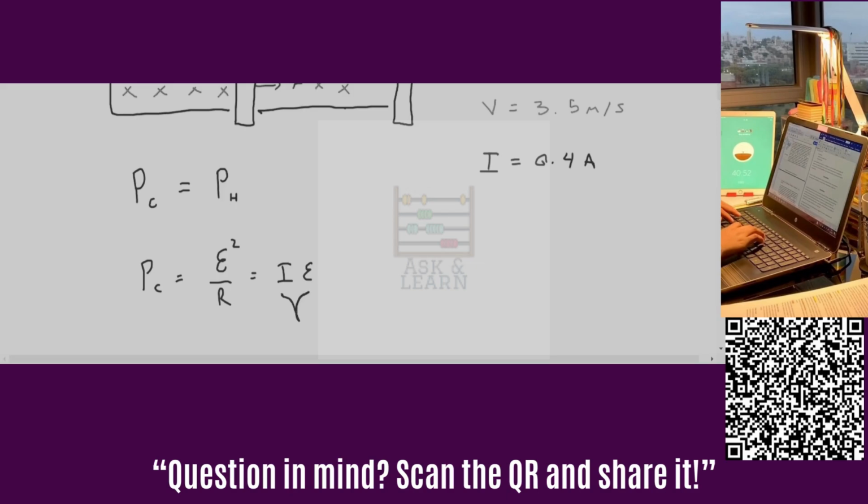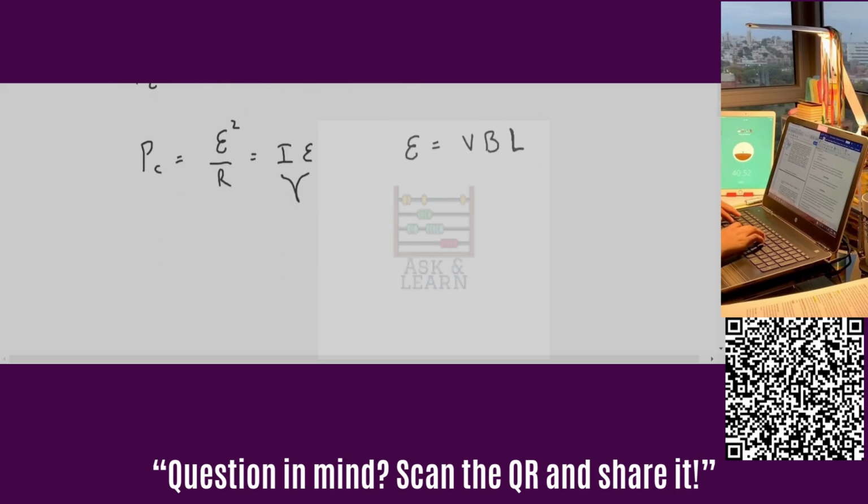Now, remember the induced EMF for a metal bar moving through a constant magnetic field like this, when the velocity, magnetic field, and length of the bar are all perpendicular to each other, is just the magnitude of V times the magnitude of B times the length of the bar, VBL. So if we plug that in, we'll have that our power dissipation here is equal to IVBL.